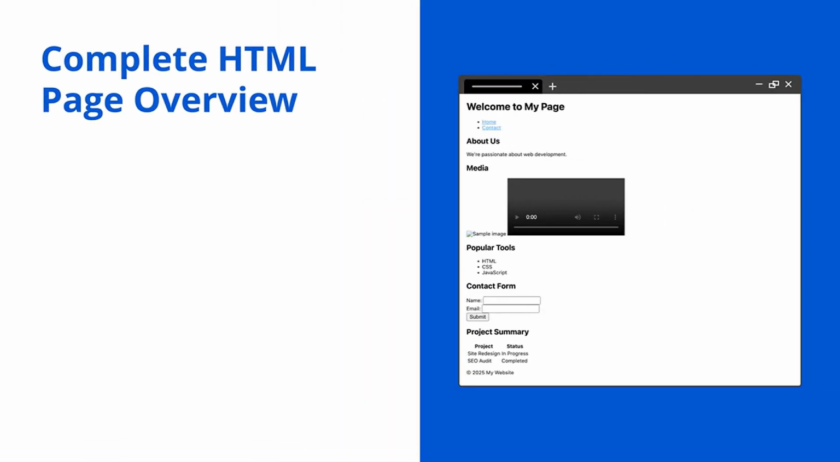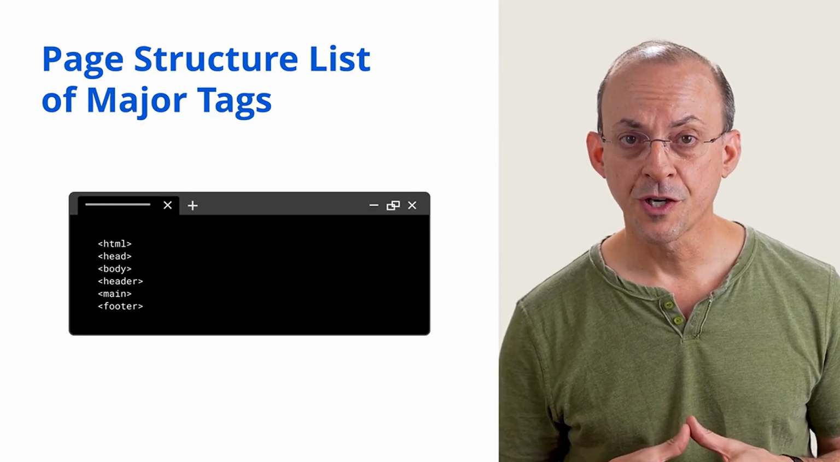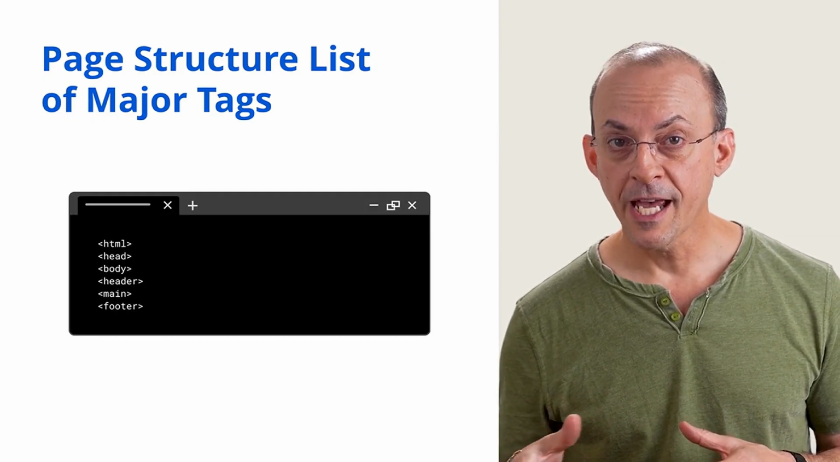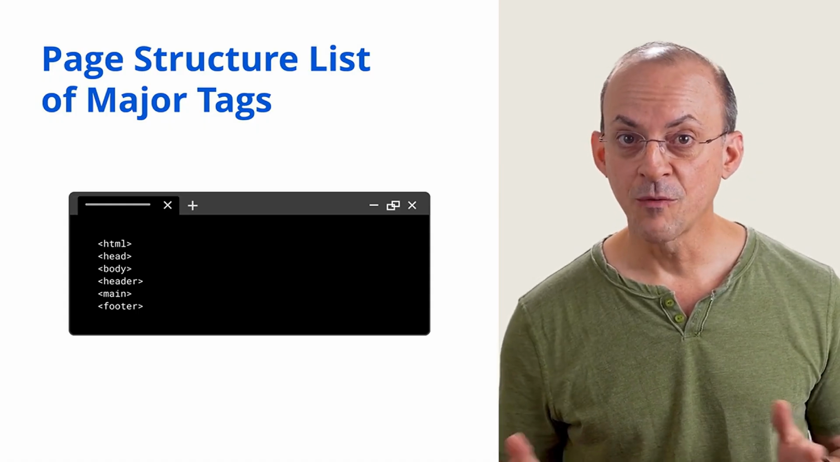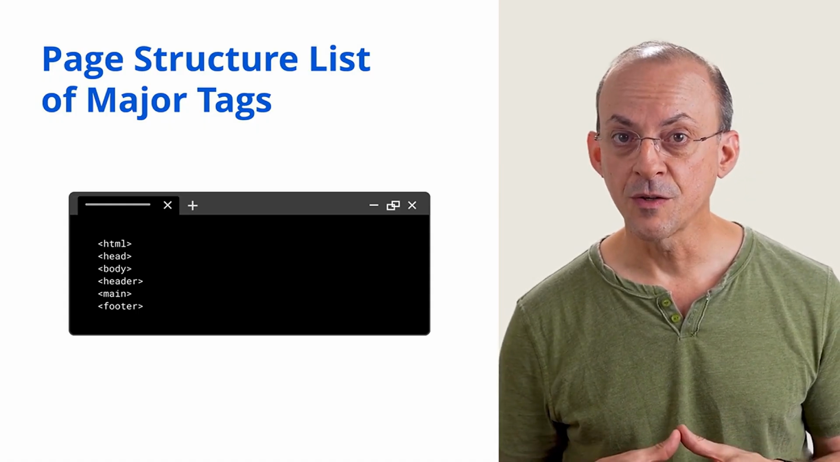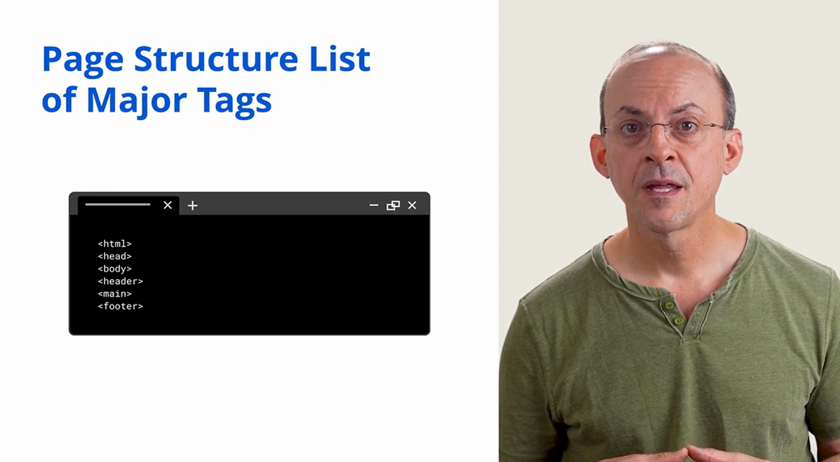Here's an example of an HTML page. It includes everything you've learned so far, including text content, media, lists, tables, and a form. Let's go through and identify each component in action. First, let's examine the page's core structure. The HTML tag wraps everything. Inside it, the head contains metadata and resources, while the body holds everything you experience on the page.